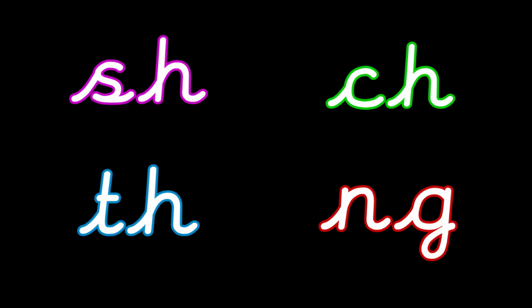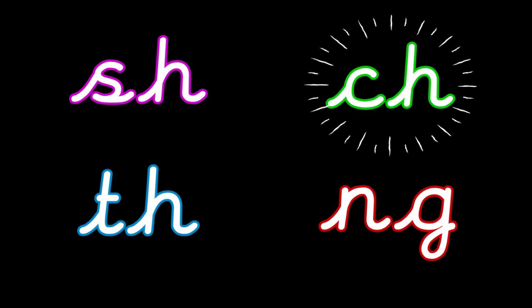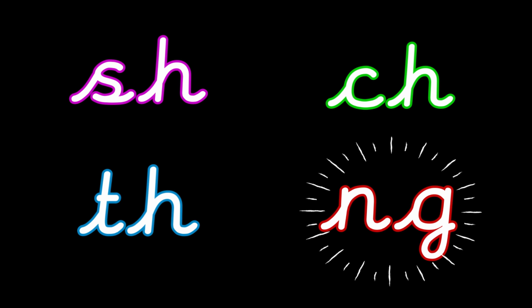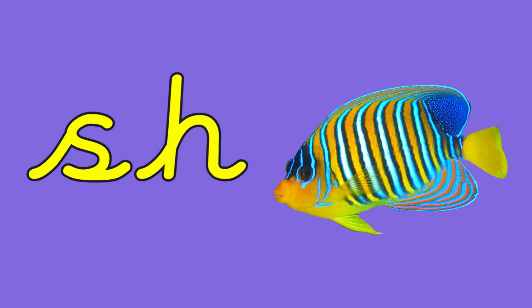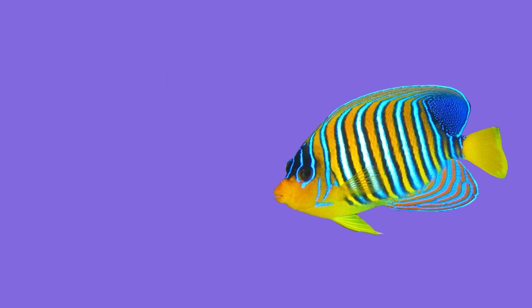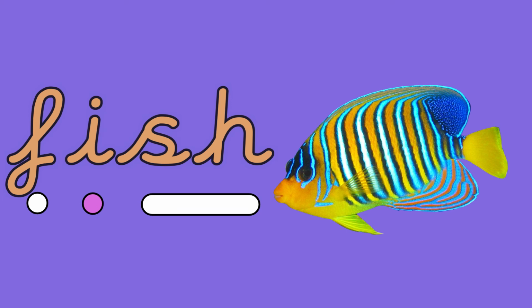The next word is fish. Fish. What sound can you hear in the word fish? Is it sh, ch, f, ng? Write it down. The word fish has a sh at the end. F-I-sh. Fish. You're doing great. Keep going.